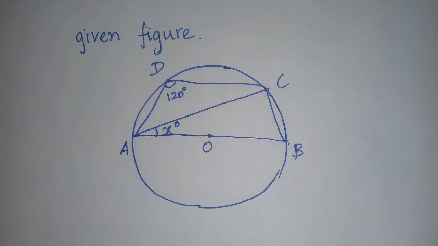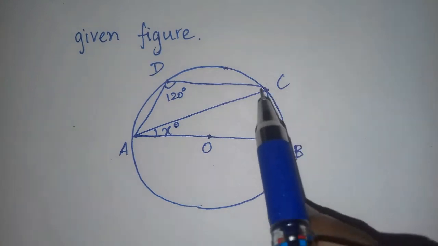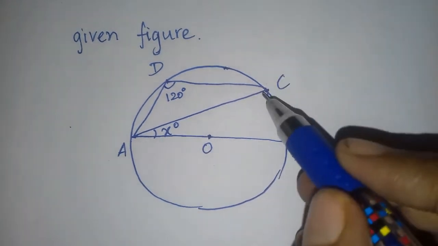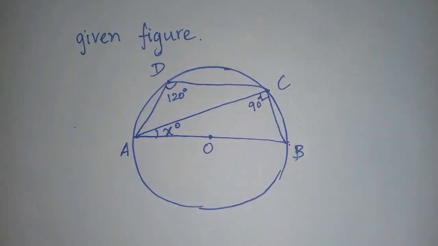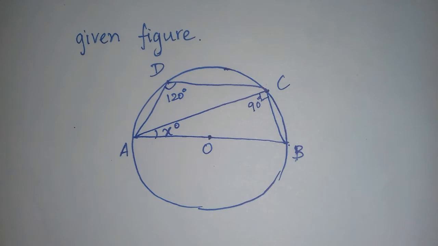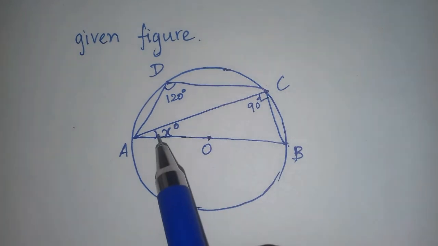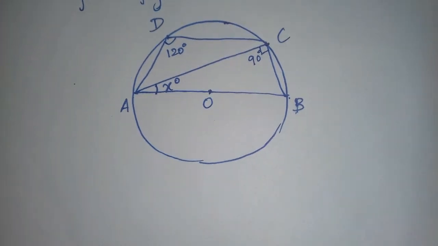In the previous exercise we have seen that if a line passes through the diameter and we get a triangle, this angle will be 90 degree. Do you remember the theorem? I think you will remember. So this is 90 degree. Okay. Remember this. Now what are the things we have to find? We have to find the value of x degree. Let's see how to find.